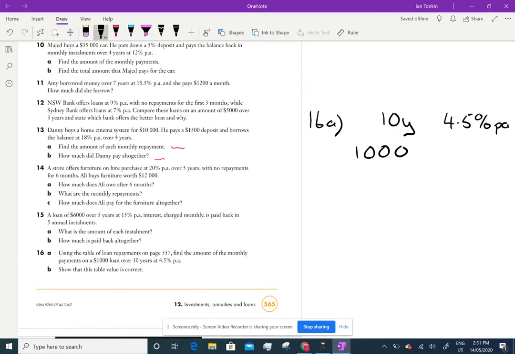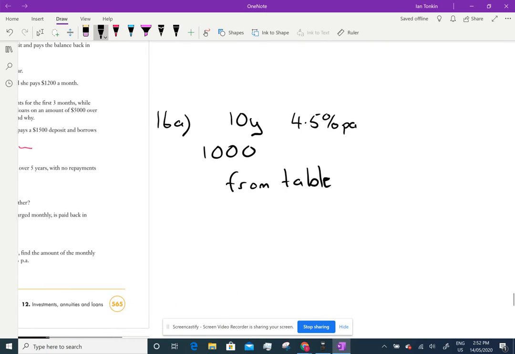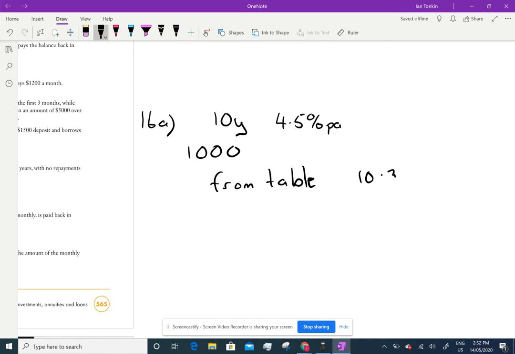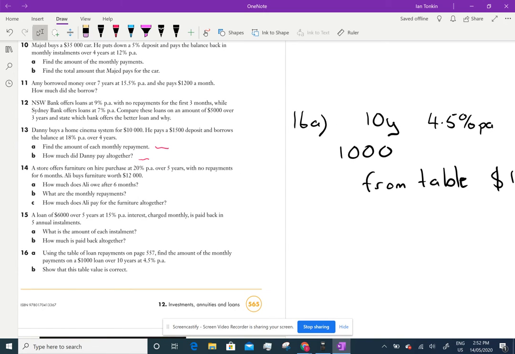So from the table, $10.36 a month for 10 years. All right, so 10 times 12 times 10.36, and that'll give you a number over 1,000. And I'll just check the solutions to make sure we're right. 14, 15, 16, 10.36, we're right.